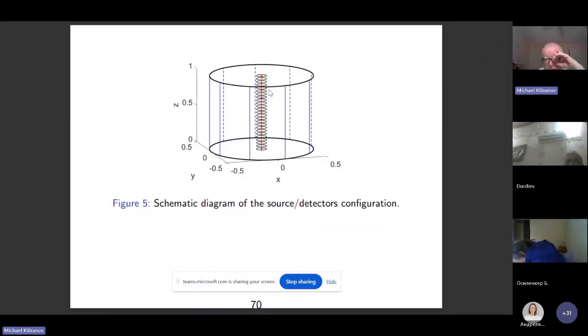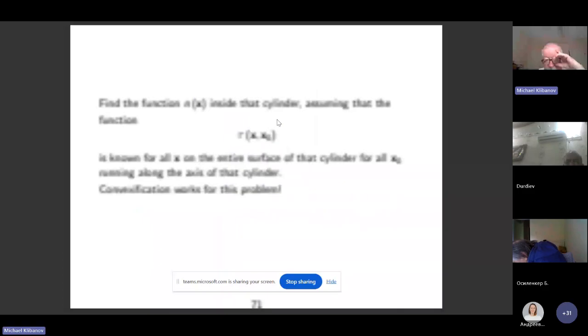So source runs along this line. We know everything in this small cylinder, and we measure on the surface, on the lateral surface of this big cylinder. And we must find the coefficient.